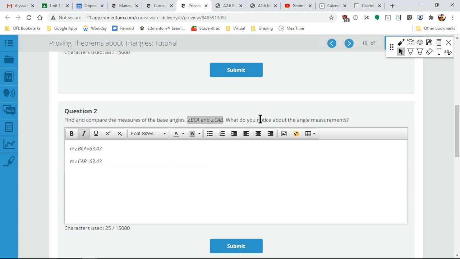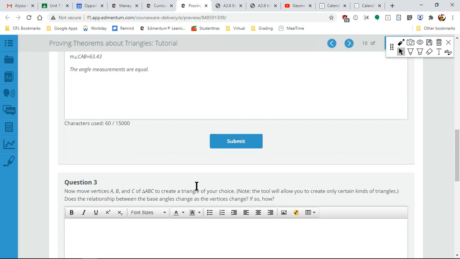All right, and we're going to answer basically the same questions. What do we notice about the angle measurements? The angle measurements are congruent. You can even say that they're equal because we're talking about the measurements. If we were talking about the angles themselves, we would have to say that they're congruent. The measurements are equal because they're the same number. A measurement is a number, and an angle is a physical angle. So the angle measurements are equal.